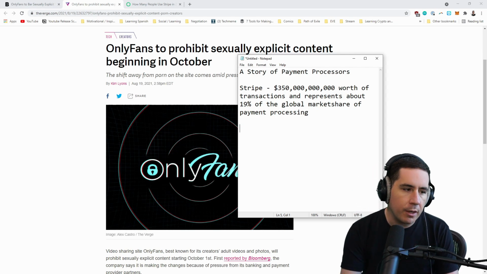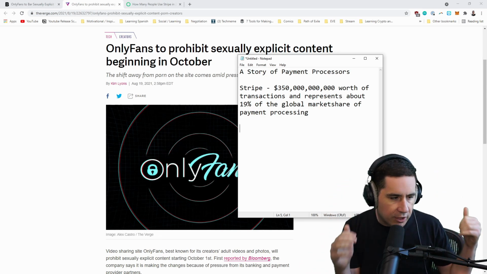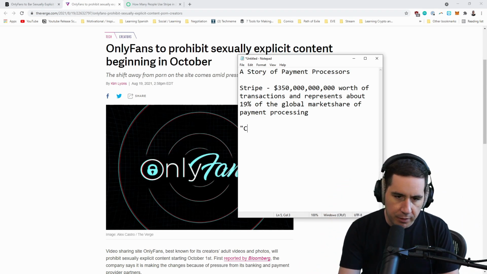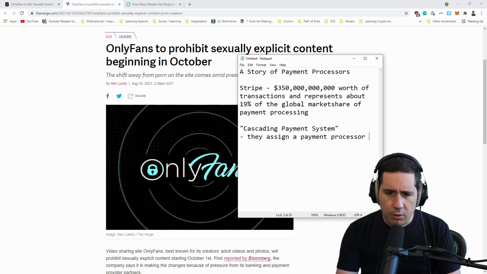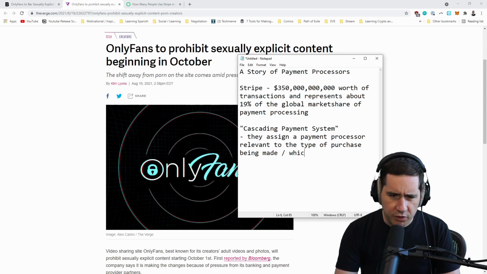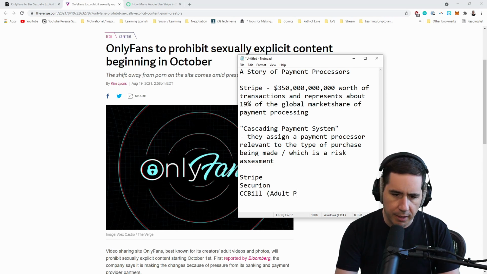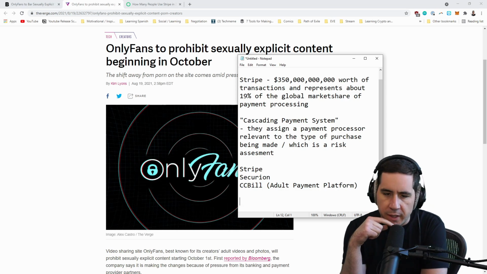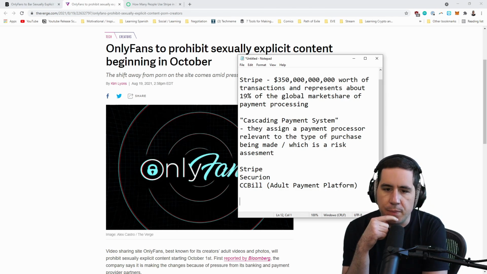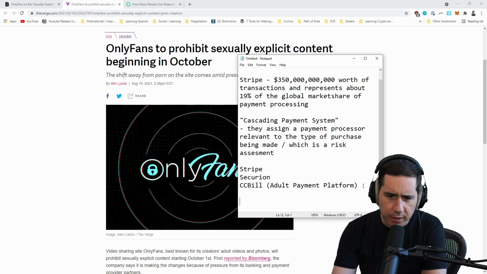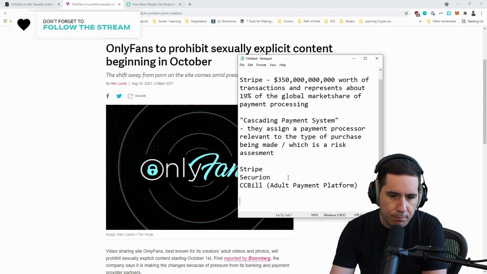Stripe is a payment platform, but what OnlyFans essentially does is use what's called a cascading payment system, okay? They assign a payment processor relevant to the type of purchase being made, which is a risk assessment. So Stripe is used by OnlyFans, but they also use Securion, and they also use CCBill, which is an adult payment platform. This part is a guess, but there is some intelligence behind every transaction made on OnlyFans to assign it to a respective platform. And many of those requests are going out to platforms like Stripe and Securion that do not accept adult content.